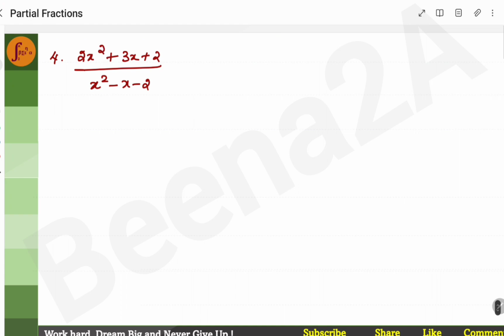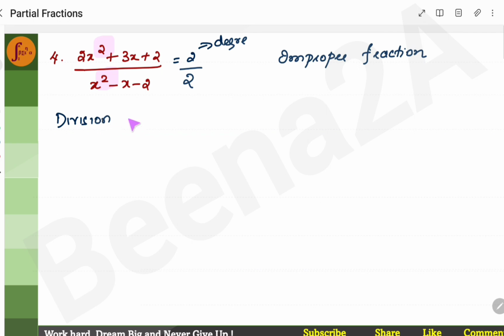Here again, if you look at the degree of numerator and degree of denominator, the highest power is 2 here. Here also highest power is 2, which means this is degree. Right? Degree of numerator is same as degree of denominator. Therefore, this is improper fraction. Now we'll have to use division method to find the quotient and remainder. So we'll have to put the divisor. This is the divisor. I put the divisor here and I put the dividend.